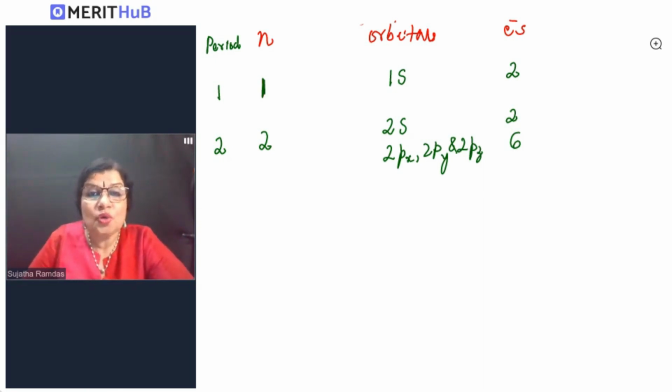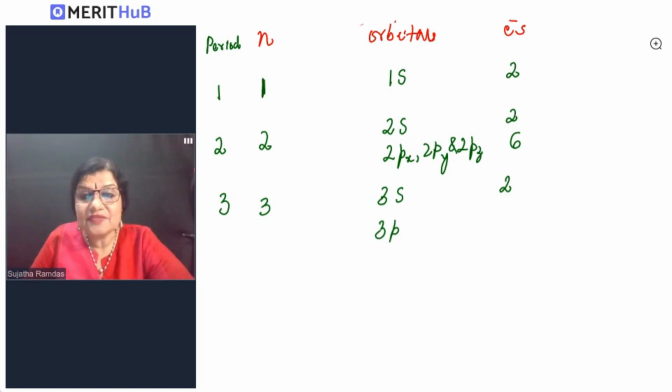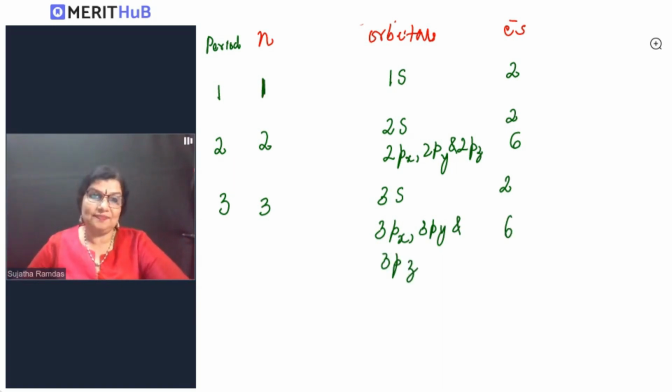Now we move on to the third period. Okay, third, n equal to 3, third period. So what are the various orbitals there? 3s, where 2 electrons are accommodated, 3p, which is 3px, 3py, and 3pz, where 6 electrons are accommodated. You have to add up all these electrons to get us the final answer.